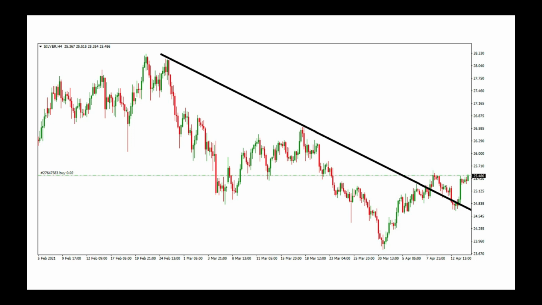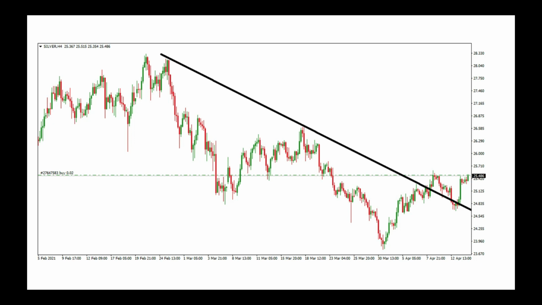Then price went down to the trend line. As you can see, it was yesterday, and from yesterday, price started to go up again. Of course, we can see here some up and down, but this is one of the price levels that we enter on one position.